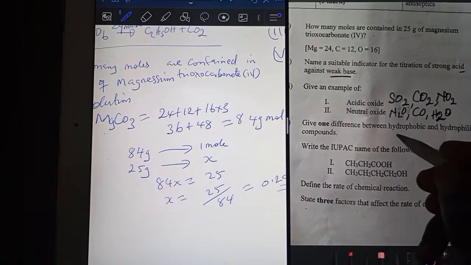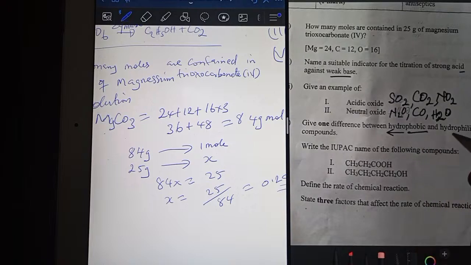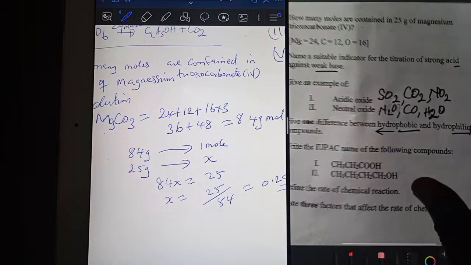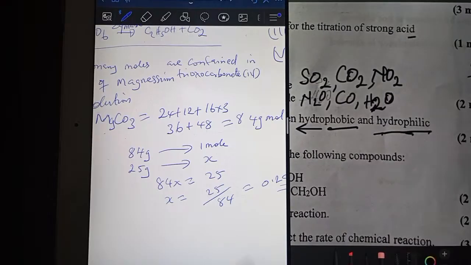The word hydro is water, phobic means hating, and philic means loving. So hydrophilic compounds are compounds that are very much soluble in water, water-loving compounds. They dissolve in water, like ionic compounds. Most ionic compounds are hydrophilic. Hydrophilic, water-loving. Those that are soluble in water, like soap, are hydrophilic compounds.